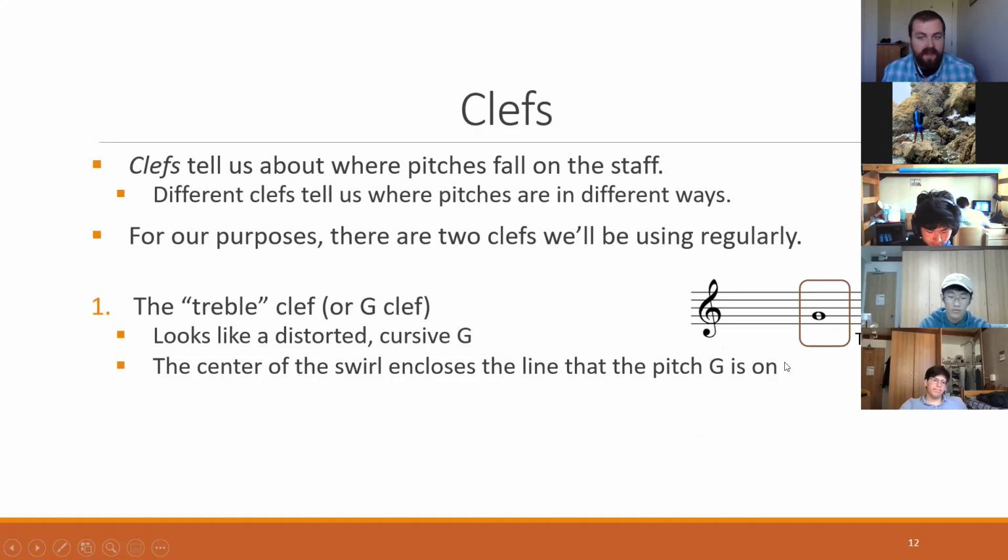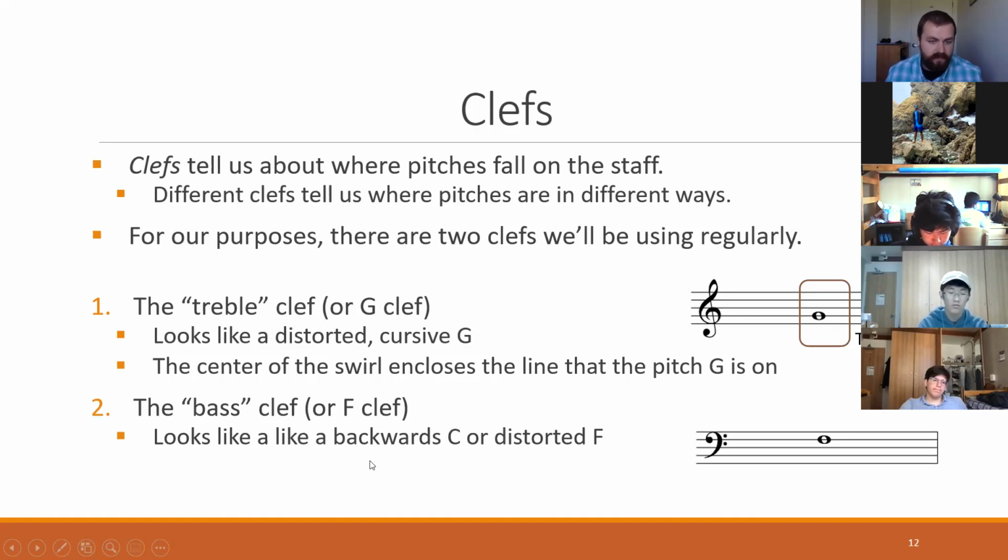Okay. Now, this is one of our two clefs. There's two of them. The other one, of course, is the bass clef. We call it the bass clef because it usually signifies low music. But in addition, it's called the F clef. So it looks kind of like a backwards C, but if you use your imagination, it looks kind of like a fancy swirly F, where the line between the colon here is like the top of the F, right? Think of an F like that.